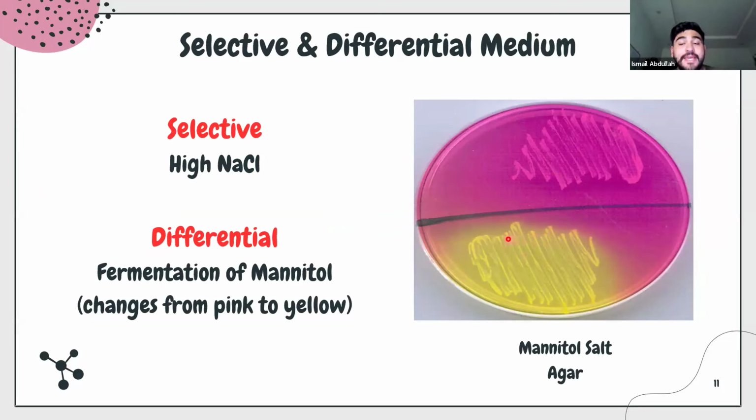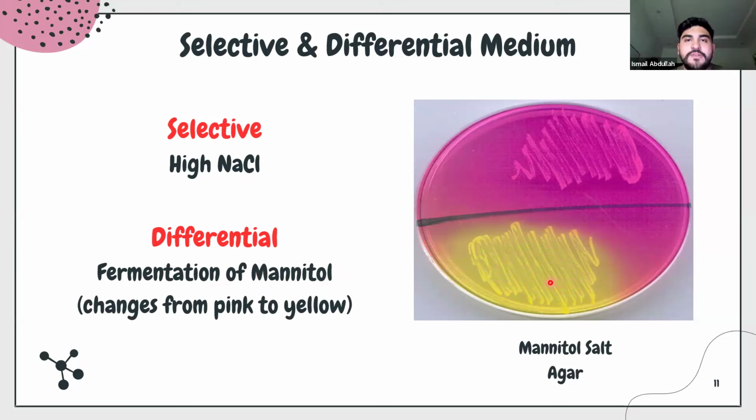So here, okay, we have this thing called the mannitol salt agar. Now, only staph species are going to be able to grow here. Why? Because of the very high sodium chloride levels in this agar. But then these staph species, okay, some of them are going to ferment mannitol. So mannitol is a type of sugar, okay? Some organisms are going to ferment it and some are not.